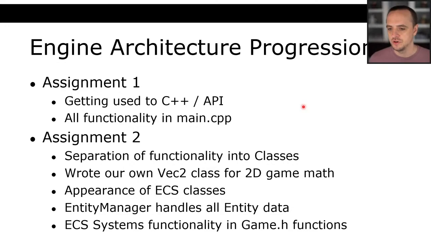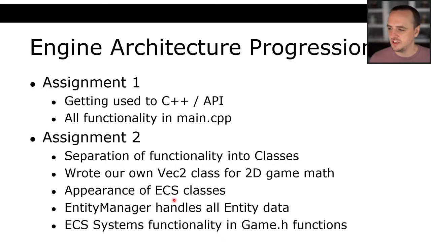In assignment 2, now we are going to start actually having a game engine, or something we could maybe call a game engine, where we are going to separate the functionality of different things into different classes. So assignment 1, we had everything in main.cpp, and in assignment 2, we're going to have classes that serve their own functions. We are going to write our own Vec2 class for 2D game math. We did basically that in the last lecture, but in this assignment, you are going to be finishing off that Vec2 class and adding whatever functionality you want.